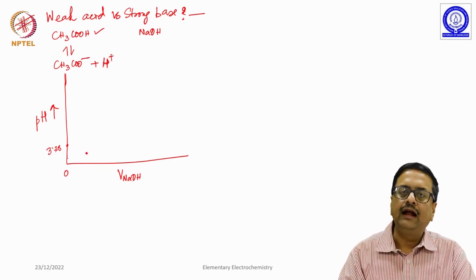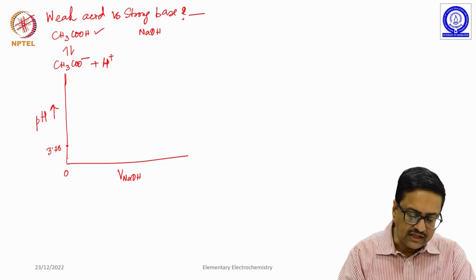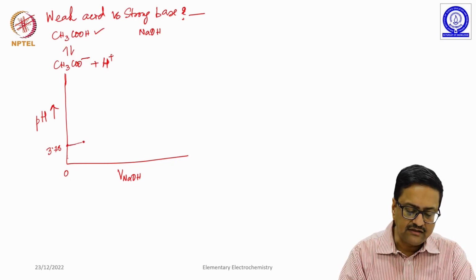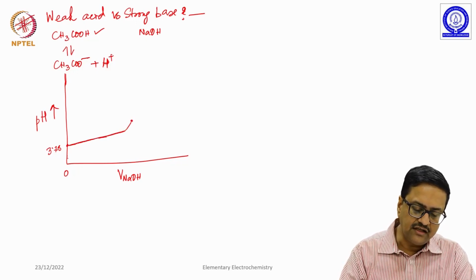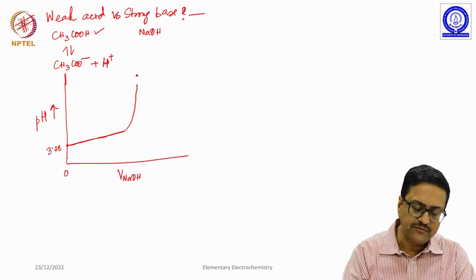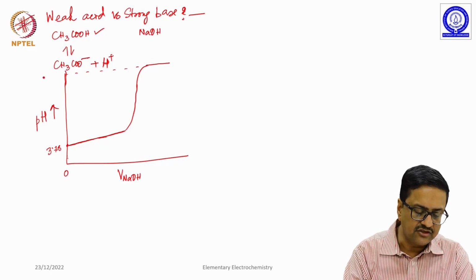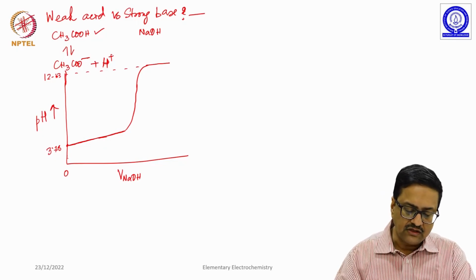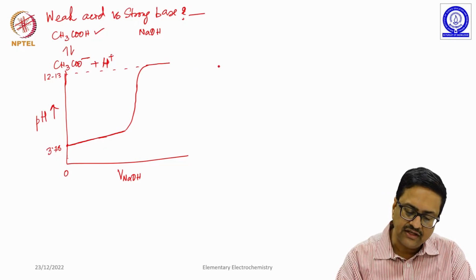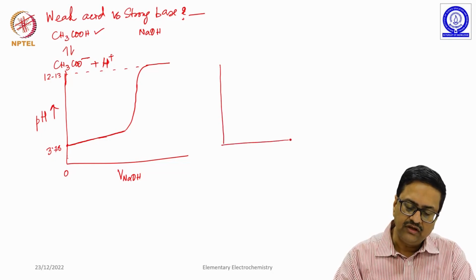And when you continue to add NaOH dropwise, you will see that it is no longer as flat as it was for the strong acid. The pH is continuously increasing, but near the equivalence point it increases sharply, and then the rest of it follows like your strong acid, strong base, going to about 12 to 13.